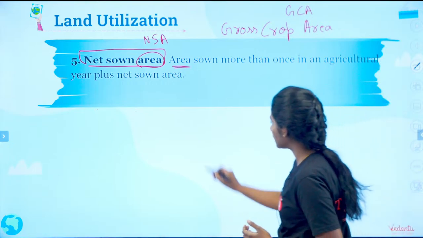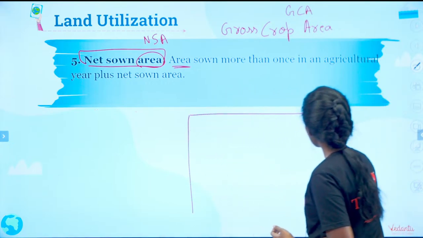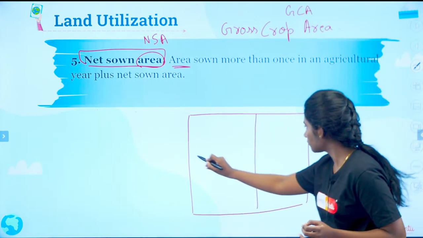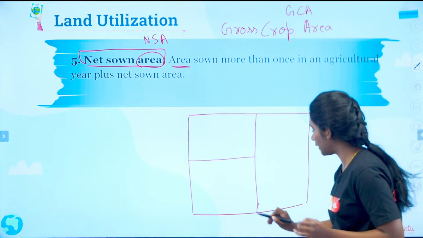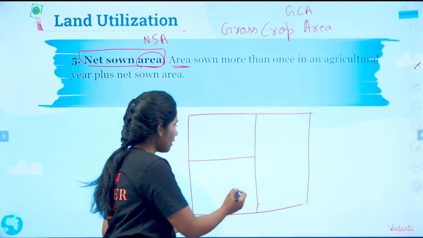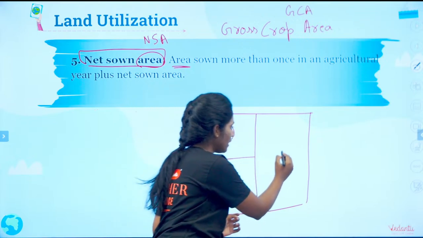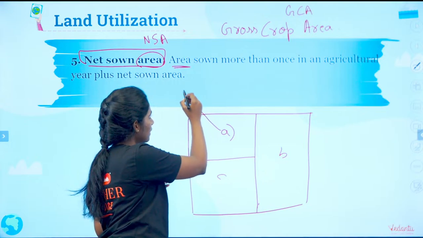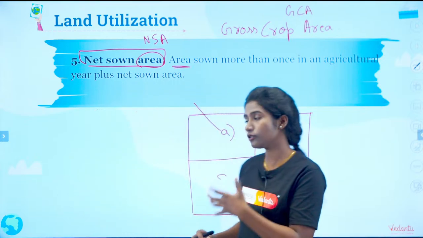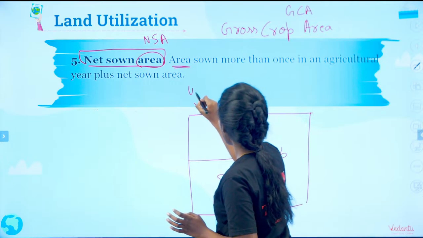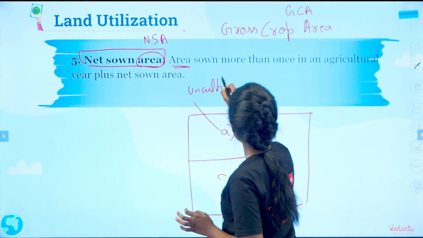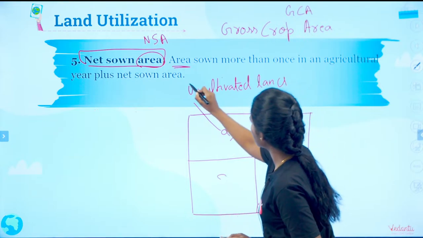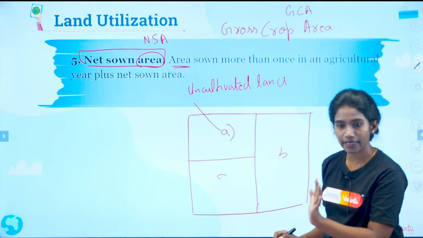Now, let me give you all an example. Let's say that this is a field. Let me divide this field into three areas: area A, B and C. This area A is not fit for cultivation, so it is uncultivated land.